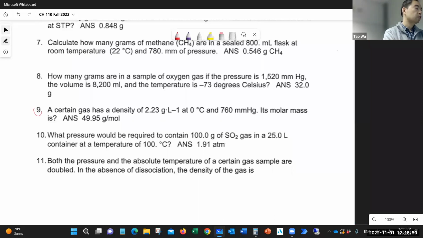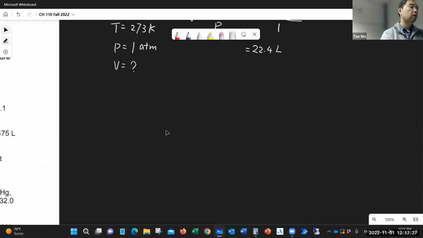Let's look at question number 9. Here it says a certain gas has a given density, and we have the temperature and the pressure, asking for the molar mass of this gas. Well, PV equals nRT. There is no density shown here, and no molar mass. How can we use the ideal gas law to solve this problem? This is why we are talking about the variation of the ideal gas law.